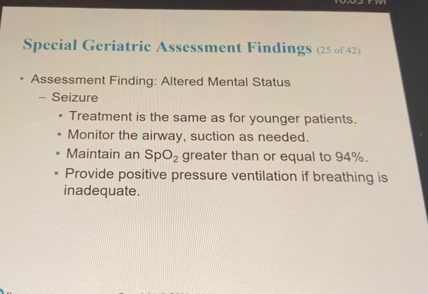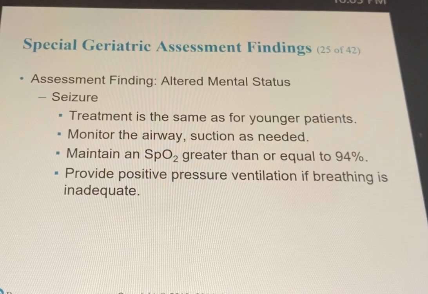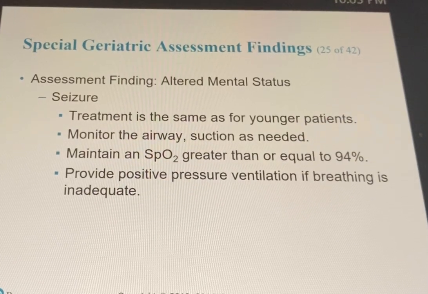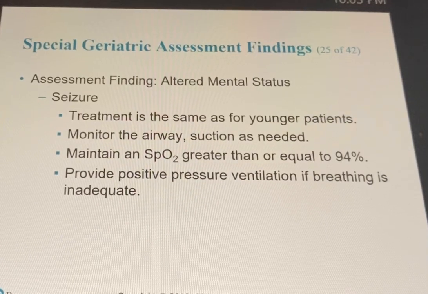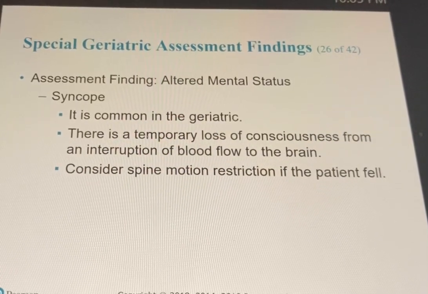Make sure they cannot hurt themselves. Monitor their airway and suction as needed. Maintain their SpO2 greater than or equal to 94%. And provide positive pressure ventilation if breathing is inadequate.